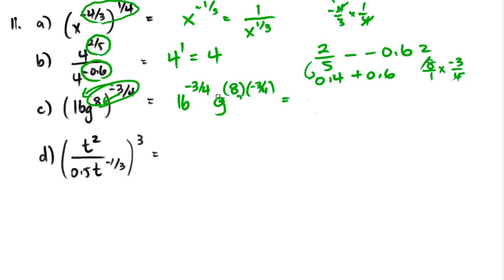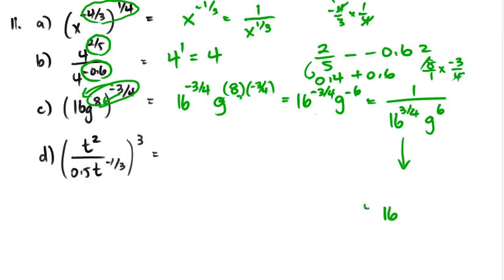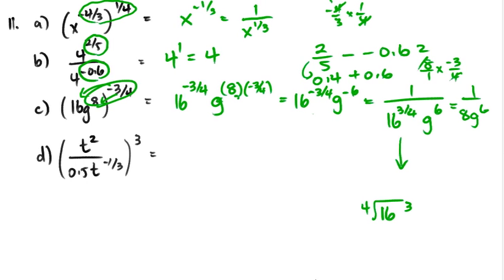Both of these are negative, so now we can do 1 over 16 to the 3/4 times g to the positive 6. 16 to the 3/4 can be thought of as the 4th root of 16 cubed. And the 4th root of 16 is what 4 numbers are exactly the same, which is 2, and 2 cubed is 8. So that's why this is equal to 1 over 8 times g to the 6th.